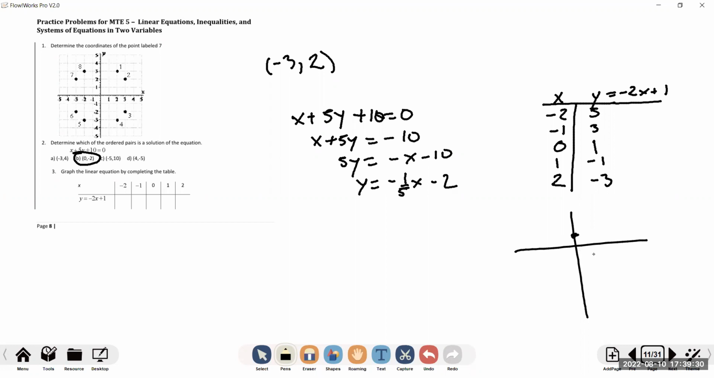(0, 1), (1, -1), (2, -3), (-1, 3), and (-2, 5). Okay, there we go. Moving on to the next page.